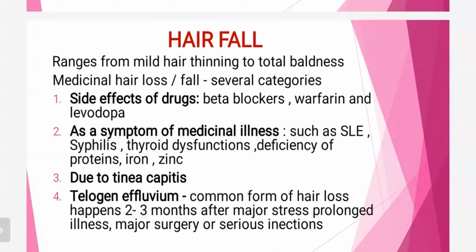So this mainly occurs due to the side effects of drugs, that is beta blockers, that is cardiac medicine, or warfarin and levodopa; all these have a side effect on the hair cycle. It also occurs as a symptom of medical illness, that is SLE, syphilis, thyroid dysfunction, deficiency of protein, iron, zinc and calcium, and due to tinea capitis, a local problem. Telogen effluvium, a common form of hair loss, happens 2 to 3 months after major stress, prolonged illness, major surgery or serious infection.